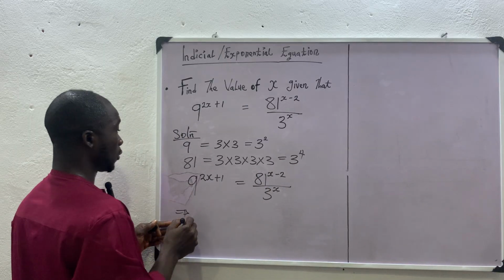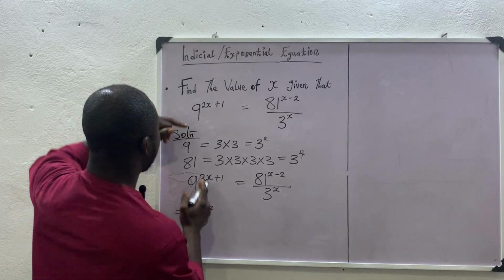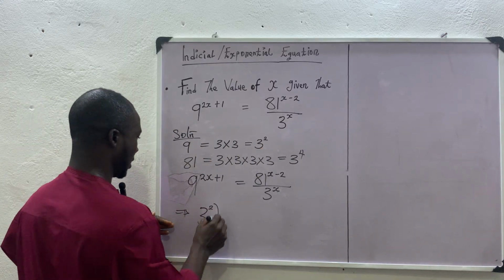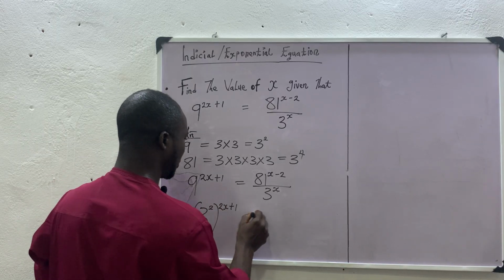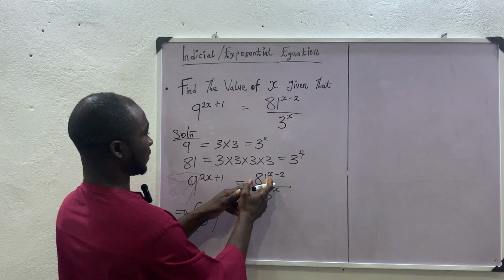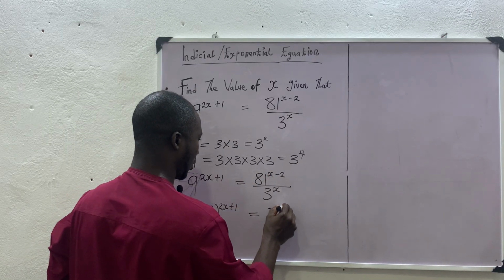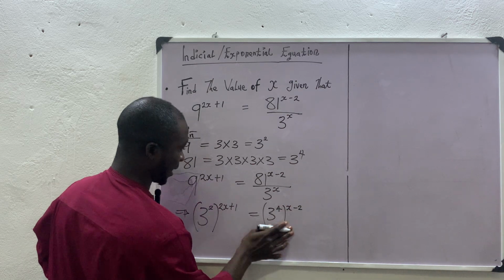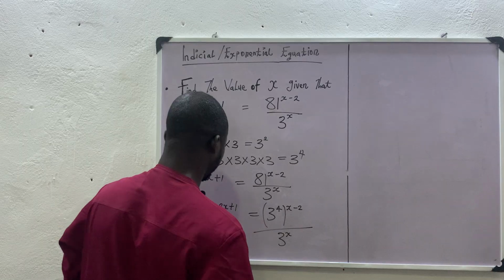We reduce to 3 raised to power 2. Here, I'm replacing this 9 with 3 raised to power 2, then all raised to power 2x plus 1. And this will be the same thing as, in place of 81, we replace it by 3 raised to power 4, then raised to power x minus 2. Remember that this is divided by 3 raised to power x.